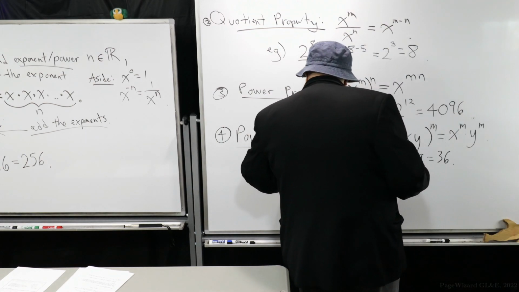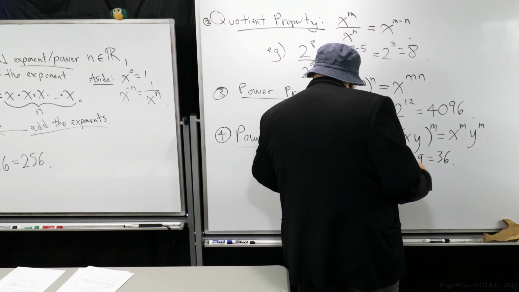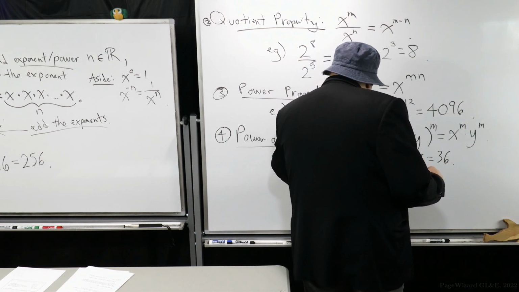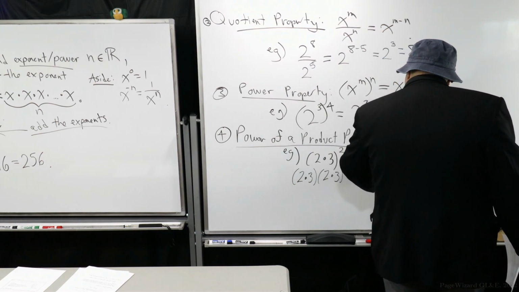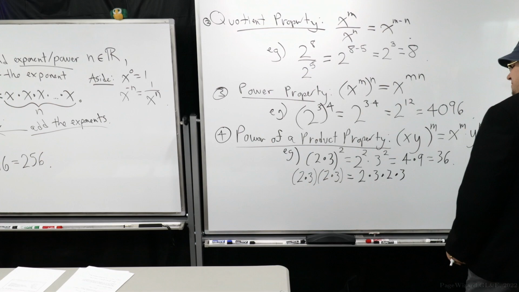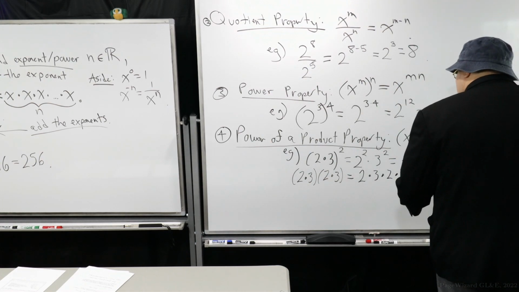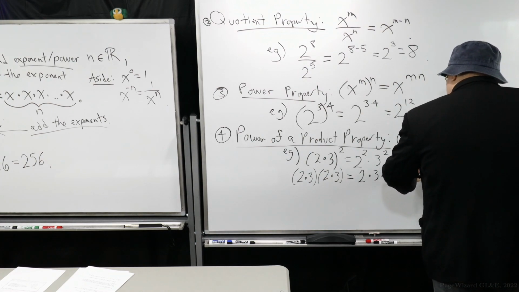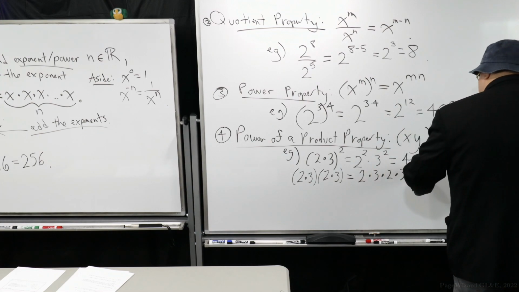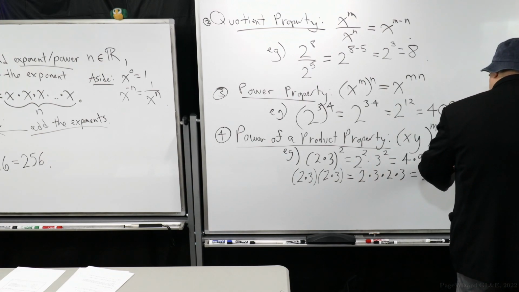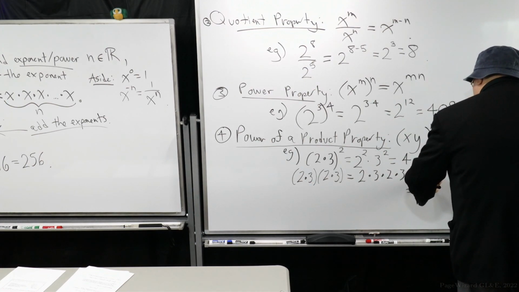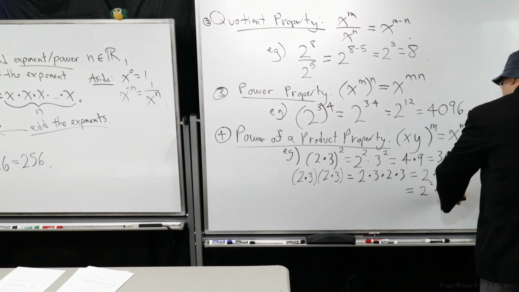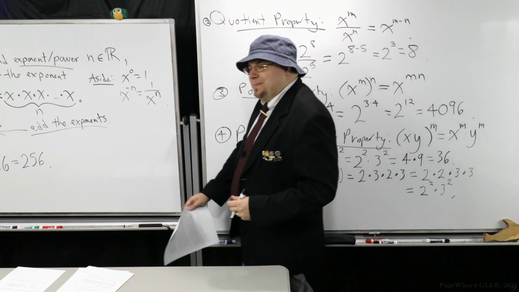So if it's 2 times 3 squared, well, that's 2 times 3 times 2 times 3. Then on top of that, you could just simply rearrange this so all the 2's are together and then all the 3's are together. So 2 times 2, 3 times 3. But this is just 2 squared times 3 squared. Boom. Is that nice?